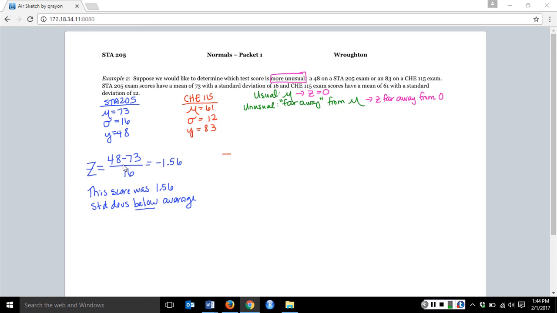Versus for our chemistry student, we calculate our z-score. So the value of y was our 83. The mean was a 61. The standard deviation was 12. We would get a positive 1.83. Now, why was this one positive? Because they did better than average. So we could then say that this score is 1.83 standard deviations above average.